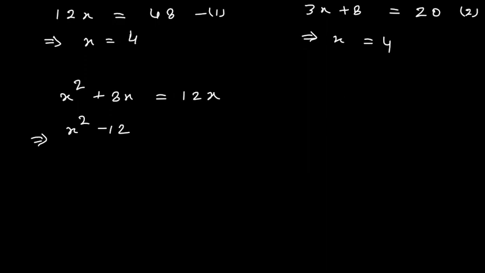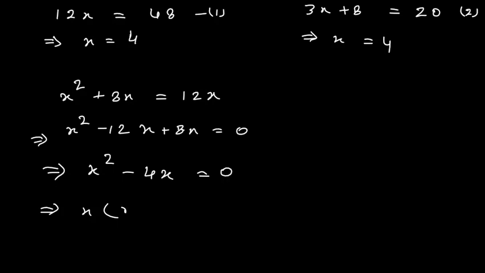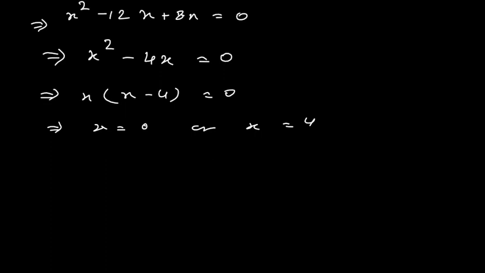So this gives me x square minus 12x plus 8x is equal to 0. So this gives me x square minus 4x is equal to 0. So I will take x common, so x into x minus 4 is 0. So this gives me x is 0 or x is 4. But I need the positive value. So therefore x is equal to 4 is your correct answer.